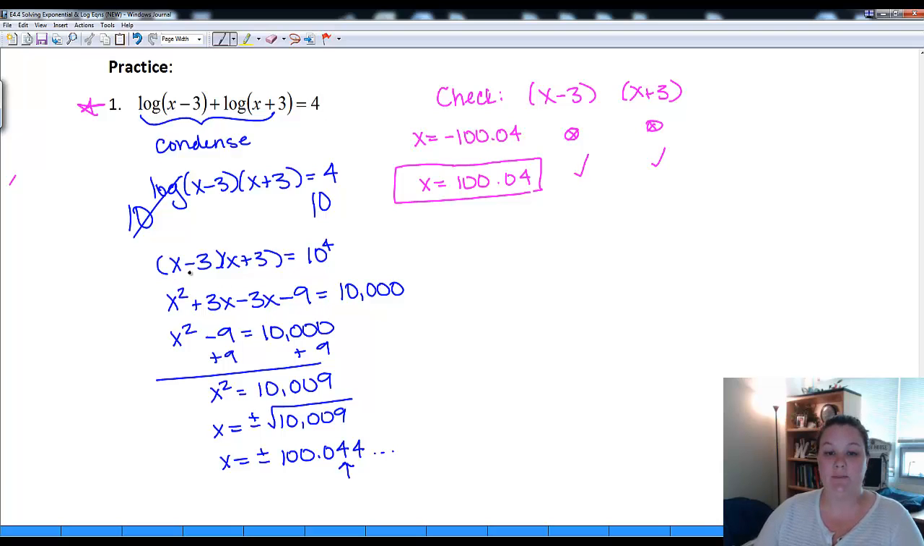Okay, we're going to distribute out the left-hand side, which will simplify down to just x squared minus 9 is equal to 10,000. And then I'm going to move my 9 over because I can solve this by just taking the square root since I don't have an x term.